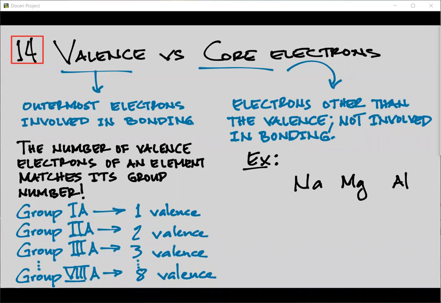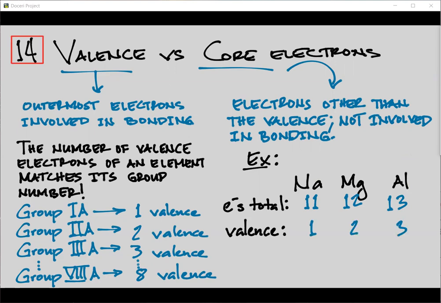So let's take a look at these three examples here. We have sodium, magnesium, and aluminum. So you would look in the periodic table for sodium, and you can see that sodium is in group 1A, and so it would have one valence electron. The total number of electrons for sodium is 11. Okay, magnesium 12, aluminum 13, based on the atomic number. All right, and then for the number of valence electrons, 1 for sodium because it's in group 1, 2 for magnesium because it's in group 2, and 3 for aluminum because it's in group 3.